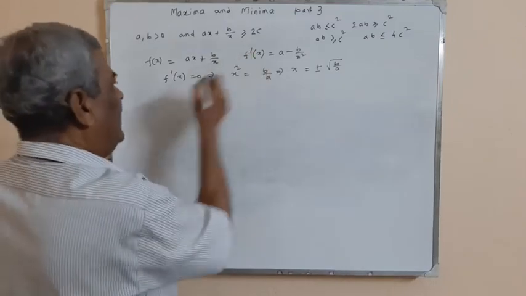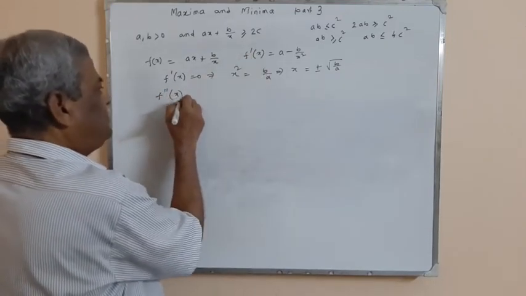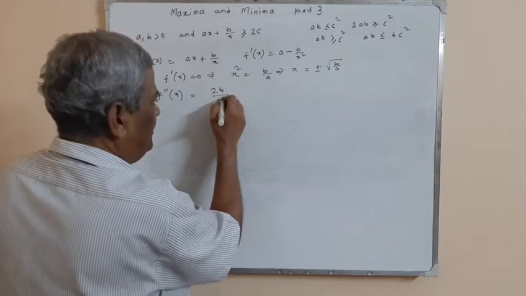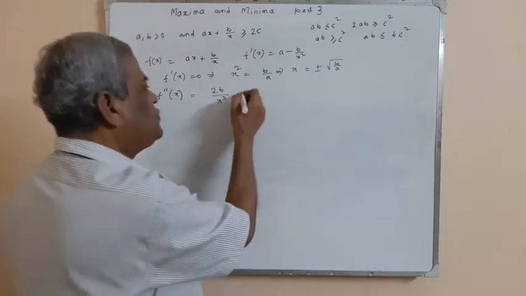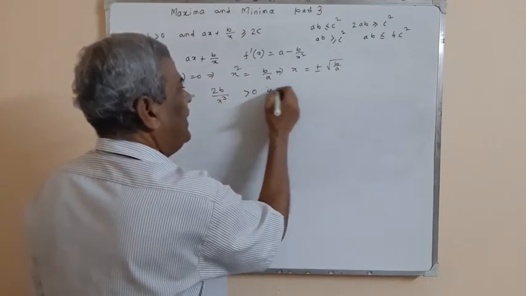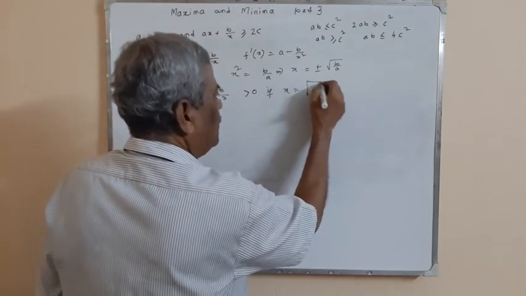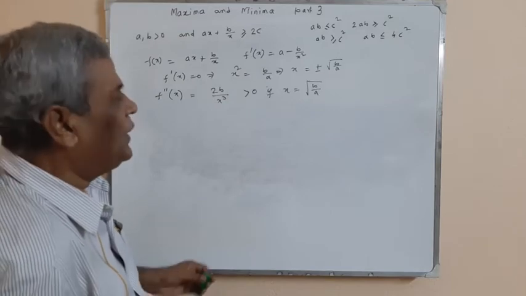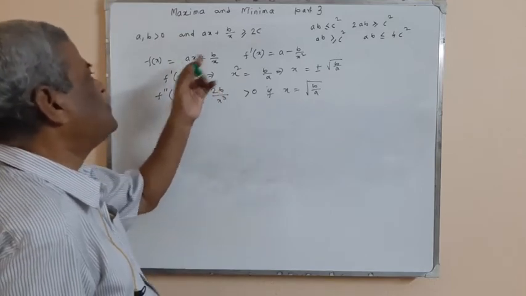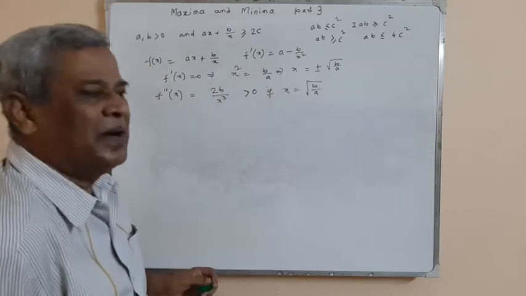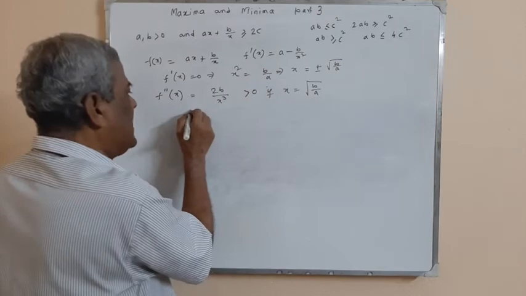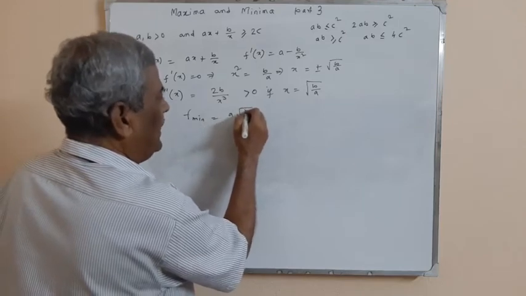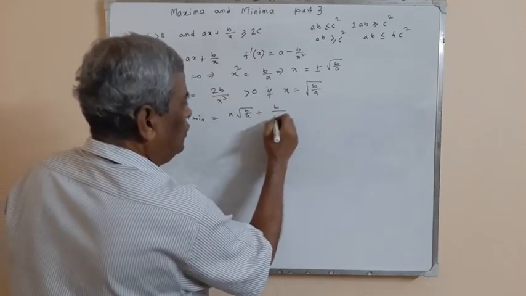Double derivative: f double dash x is equal to 0 plus 2b by x cube. Obviously, this is positive if x is equal to plus root b by a. So it is clear that at x equal to root over b by a, this function fx is minimum, and the minimum value is f min equal to a into root over b by a plus b by root over b by a.